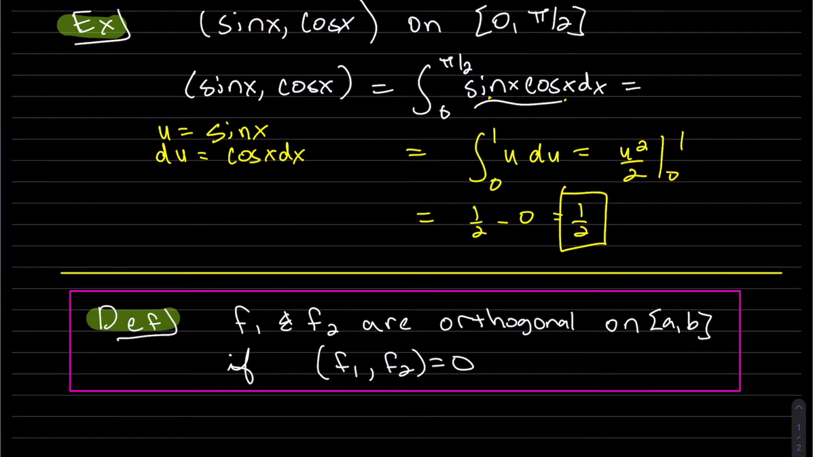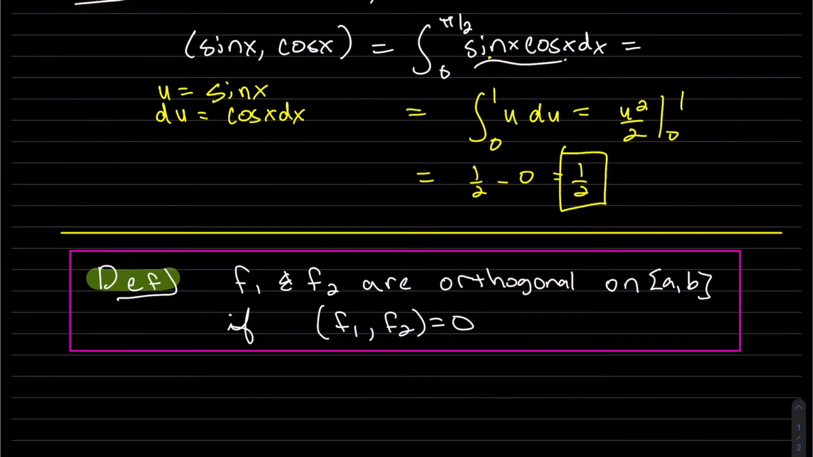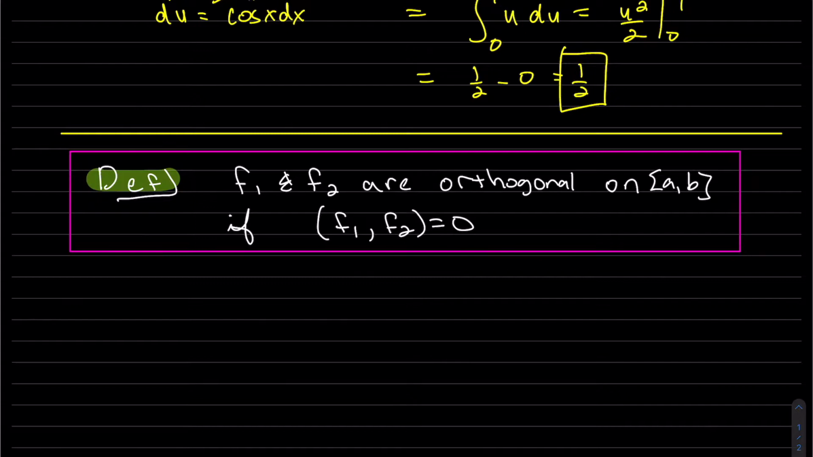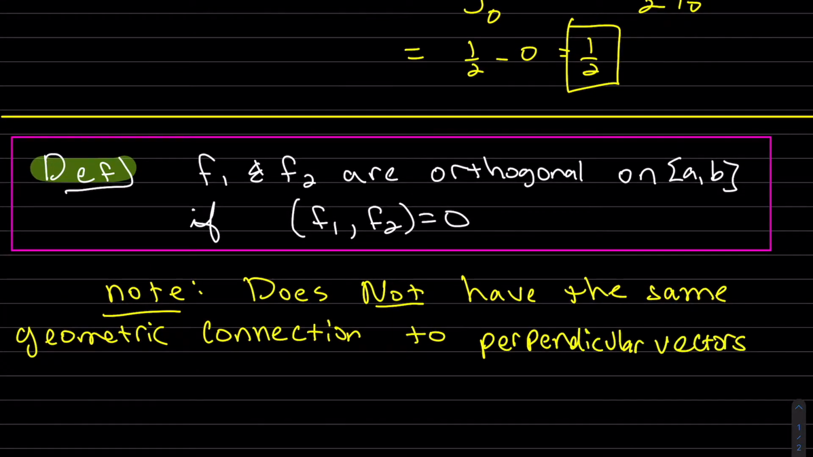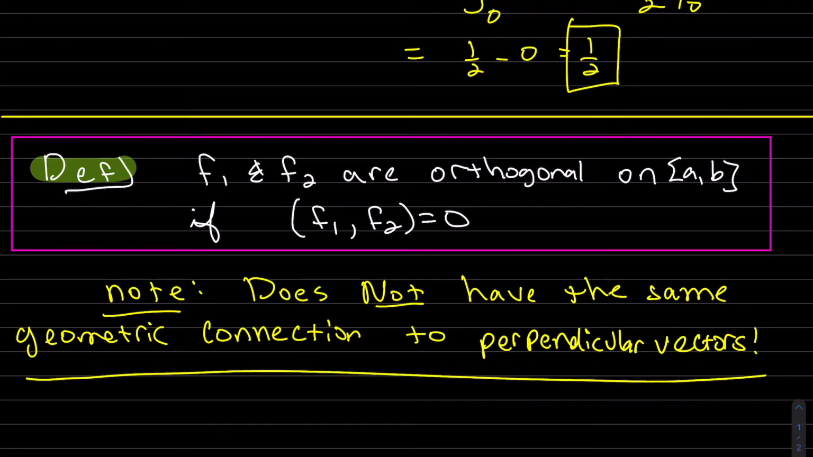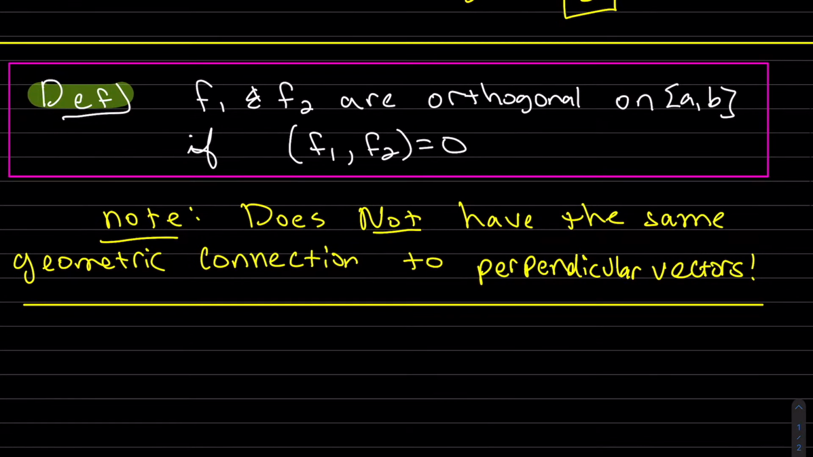Another definition: if the inner product of two functions is 0, then those functions are orthogonal on [a, b]. It doesn't really mean perpendicular graphically. It's just a definition that they are orthogonal if their inner product is 0. My note here is just what I said before: it does not have the same geometric connection to perpendicular vectors.